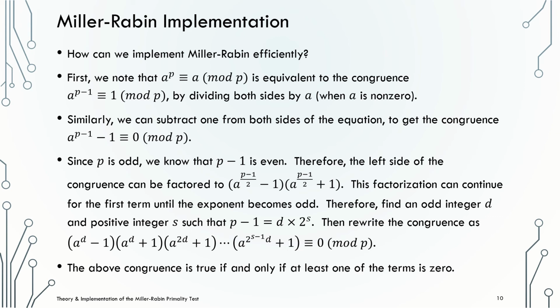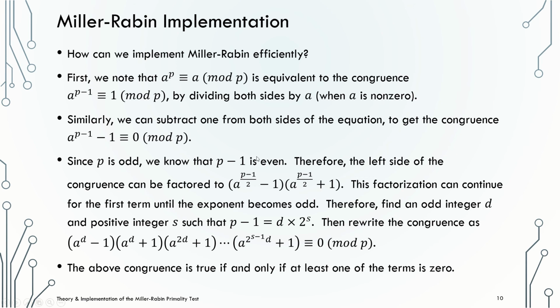So the Miller-Rabin implementation goes like this. First, we note that a to the p congruent to a mod p is equivalent to the congruence a to the p minus 1 equals 1 mod p by dividing both sides by a. We then subtract 1 from both sides to get a to the p minus 1 is congruent to 0 mod p. Now we note that p minus 1 is even because p is an odd number that we are testing for primality.